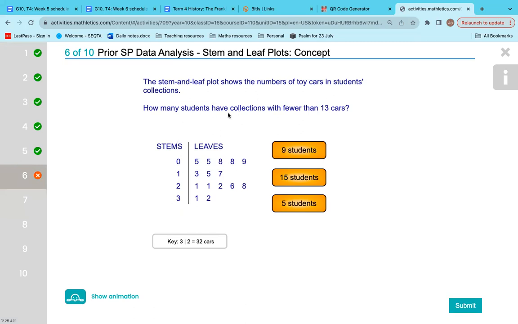And we've got the same sort of question. How many students have fewer than 13? I find 13 and then I count how many numbers are lower than that. And it looks about 9 maybe? 5.